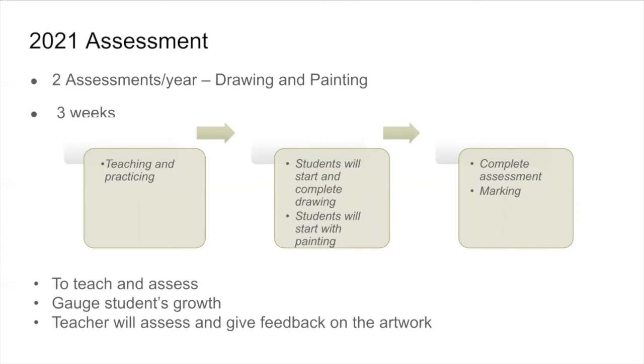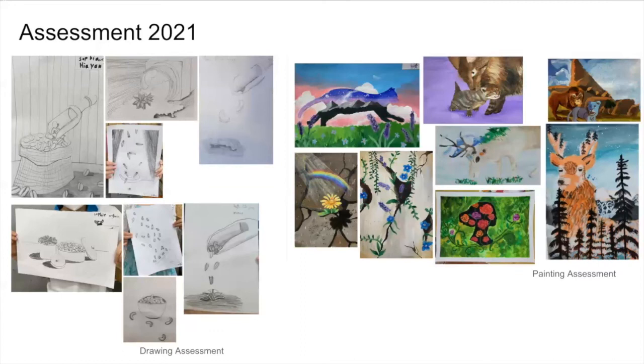The drawing assessment is to assess students' ability to capture proportions, scales, details, and tones, whereas the painting assessment is to assess students' ability to paint and to conceptualize and produce creative ideas from the given themes.